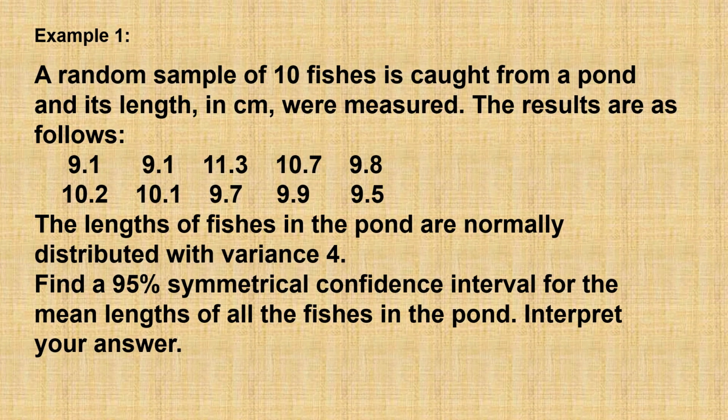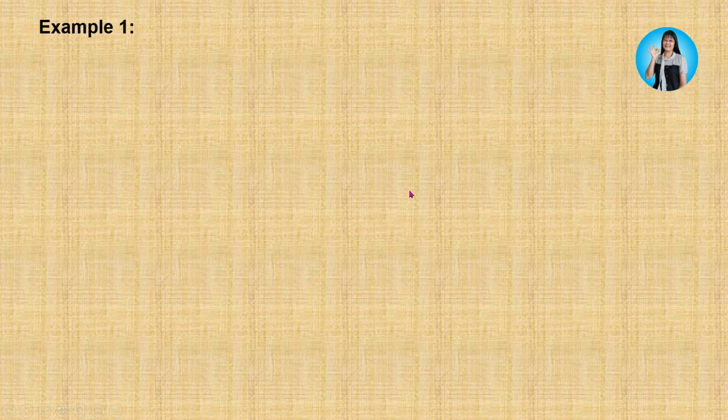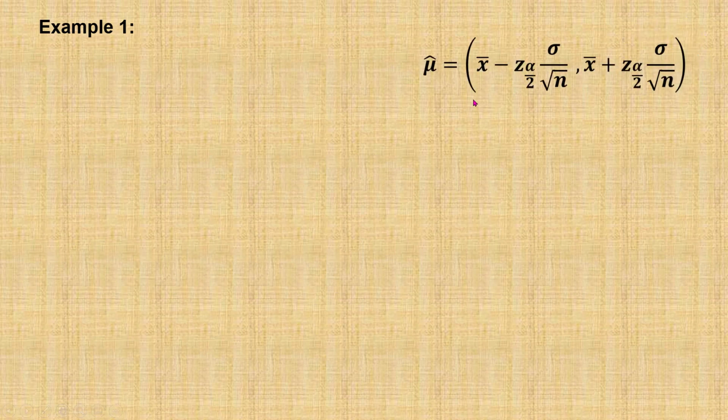Now it's time to try some questions. A random sample of 10 fishes is caught from a pond and their lengths were measured. The results are as follows. The lengths of fishes in the pond are normally distributed with variance 4. Find a 95% symmetrical confidence interval for the mean length of all the fishes in the pond. Interpret your answer.